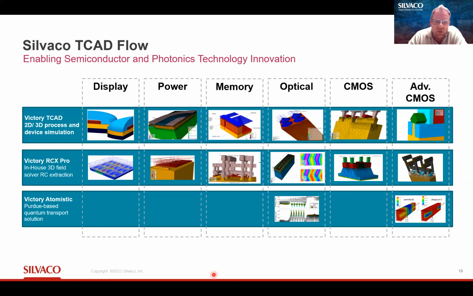Maybe worth mentioning also, and we will see this in more detail later on, for very small geometries, namely nanowire, nanosheet, gate all around, 2D materials, classical TCAD solutions may not be enough and should be combined with what we call an atomistic TCAD solution. And as I said, we'll discuss this a little bit later in the presentation.